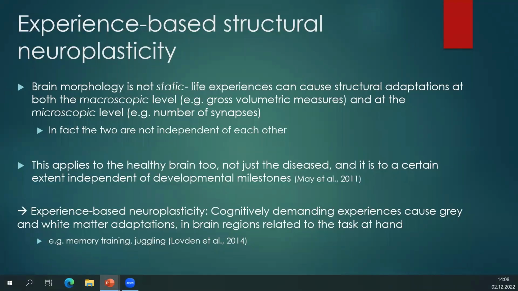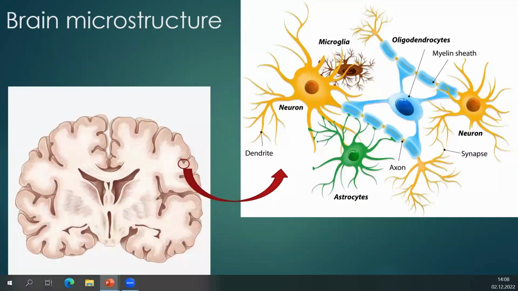Learning how to juggle, for example, changes the structure of the cerebellum and other parts of the brain, the motor cortex that relate to fine movement and balance. This is what I call my patronizing slide, because usually half my audience knows these things very well, but I just want to be on the safe side and all on the same page.